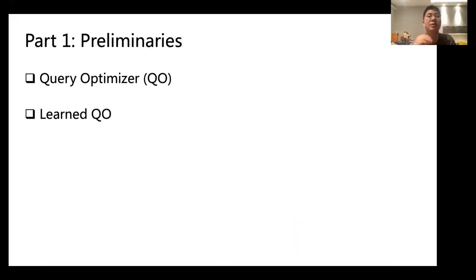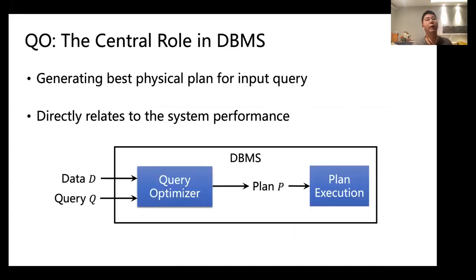First, in the first part, preliminaries, let me introduce a bit on the query optimizer and learned query optimizers. The query optimizer has a central role in a DBMS. Its role is like this: on data D with a query Q, it needs to generate a physical plan P for plan execution. So it directly relates to and decides the system performance. So its role is very important.